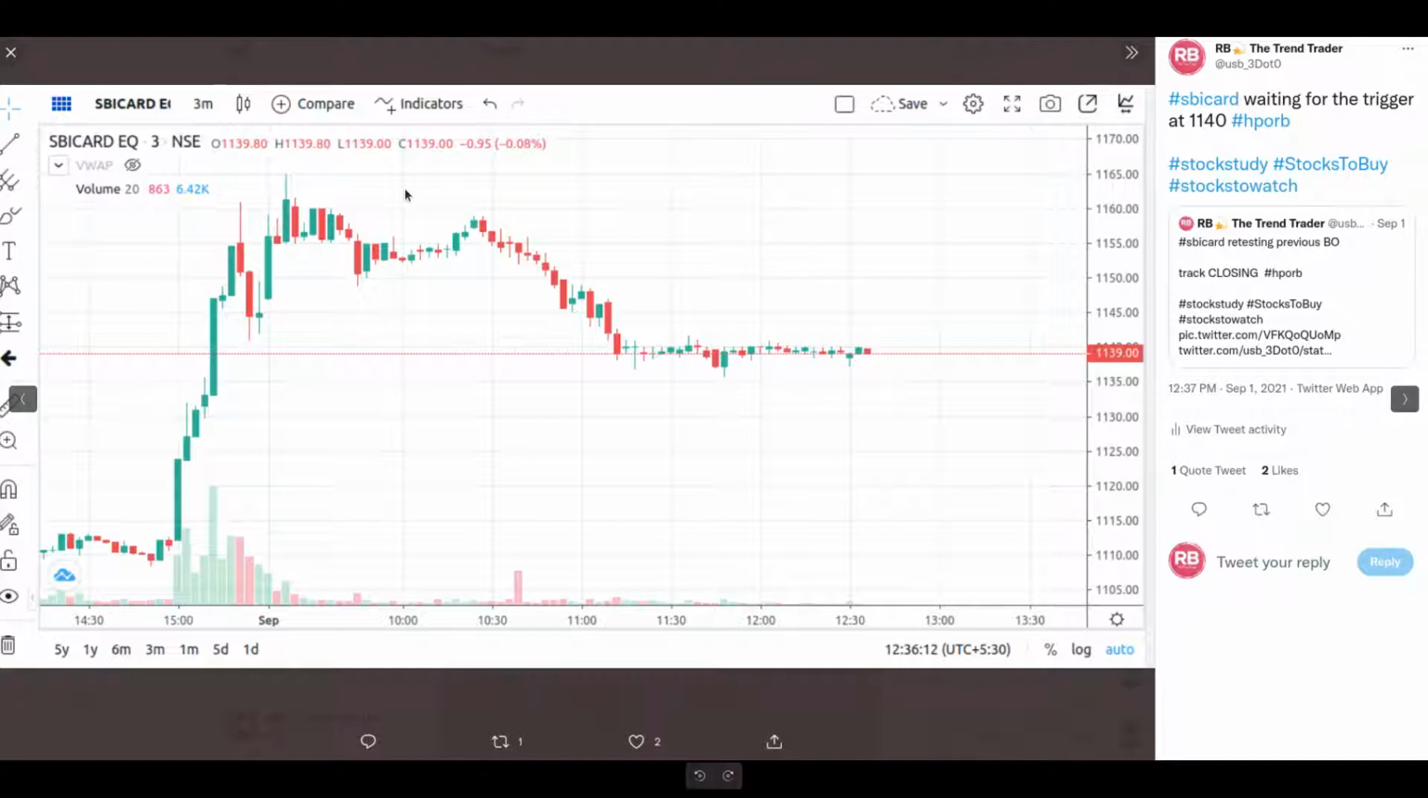For example, at this point of time, SBI Card was trading at 1139. So a simple trader can keep a stop loss of 1135, say for example. Here it is not 1135 exactly, but still if you are in the wrong trade, theoretically that's like giving away money for free without having a clear-cut idea and a clear-cut plan.